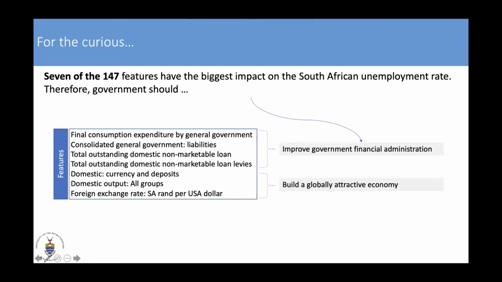And when we look at them, we come to 2 conclusions: that the South African government needs to improve its financial administration, and secondly, it needs to position itself as a globally attractive financial destination, because these features seem to suggest that those 2 are the most impactful things that will impact how these machine learning models actually respond.